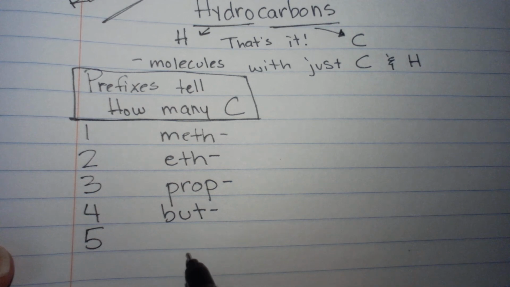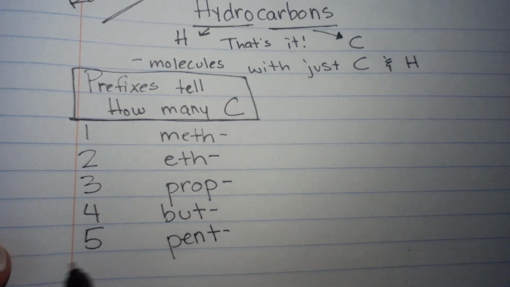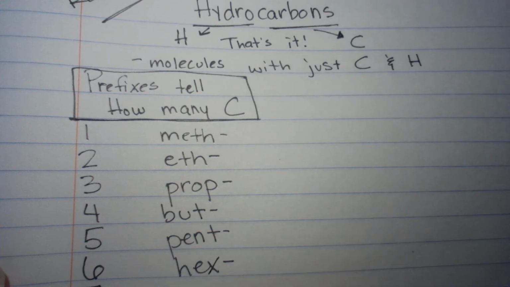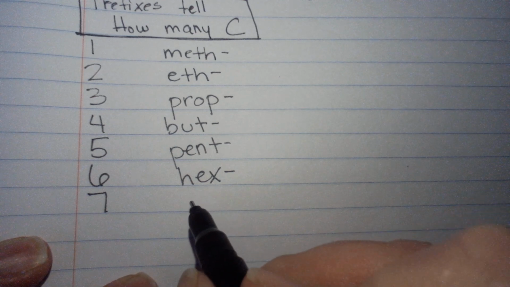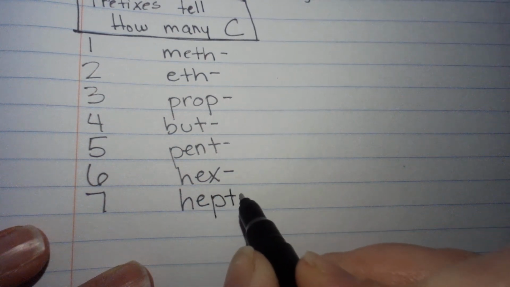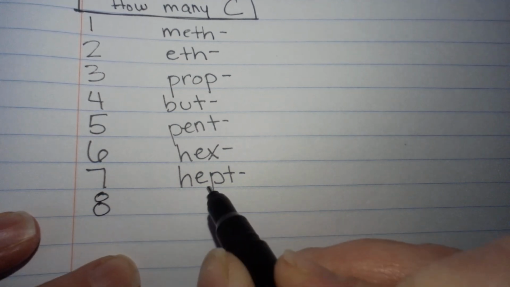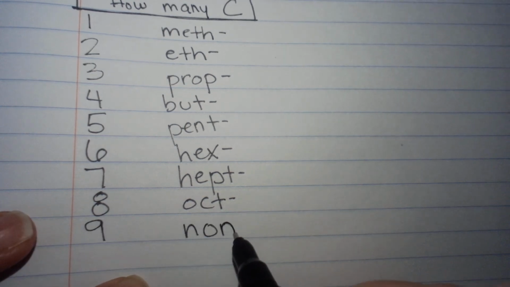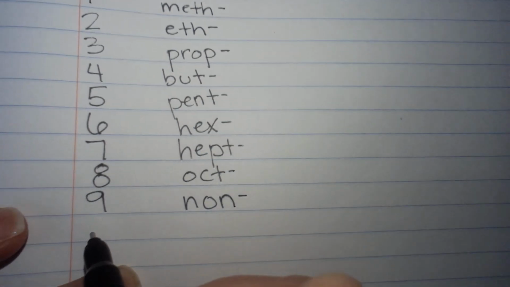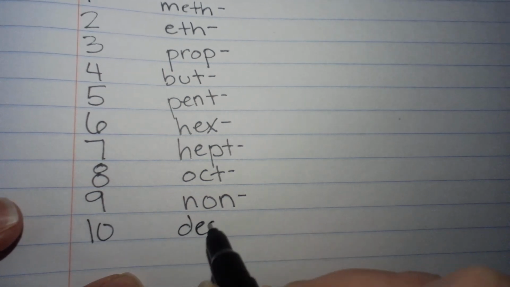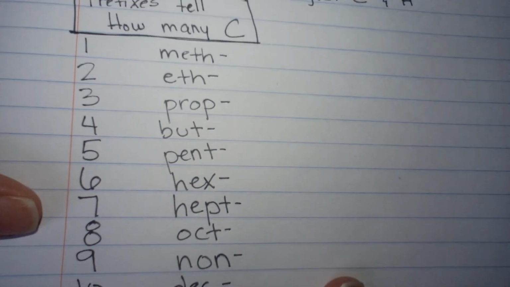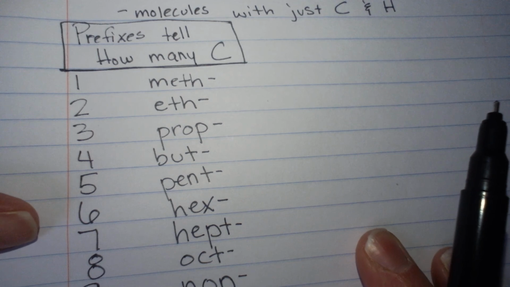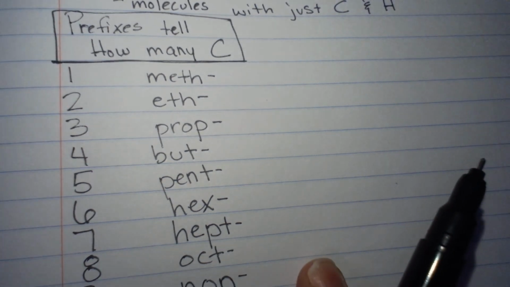We have five, it is pent, so there's one that's familiar. We've used that before. 6 is hex. 7, and you cannot see what I'm writing, 7 is hept. So once we get to 5, they're pretty familiar. 8 is oct. 9 is non. And 10 is dec. Okay. So the prefix tells me how many carbons I have. I'll give you a second to catch up on that.